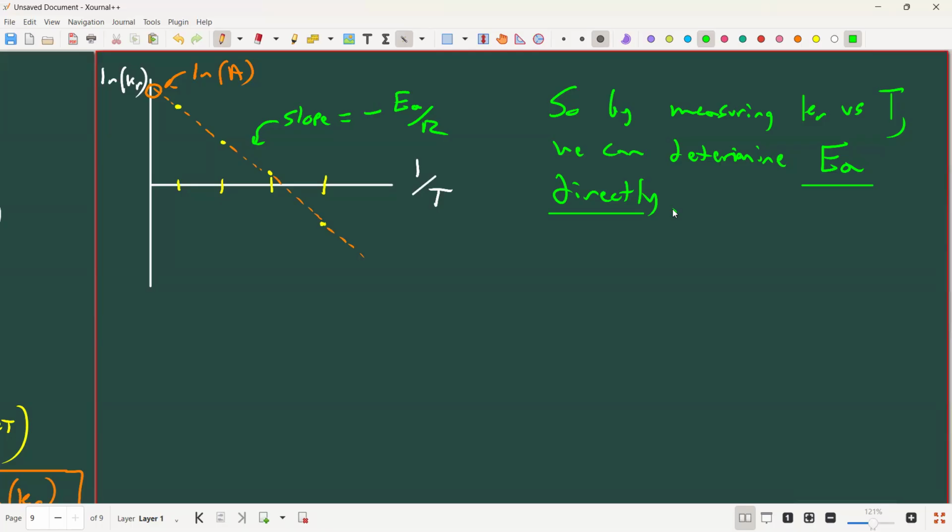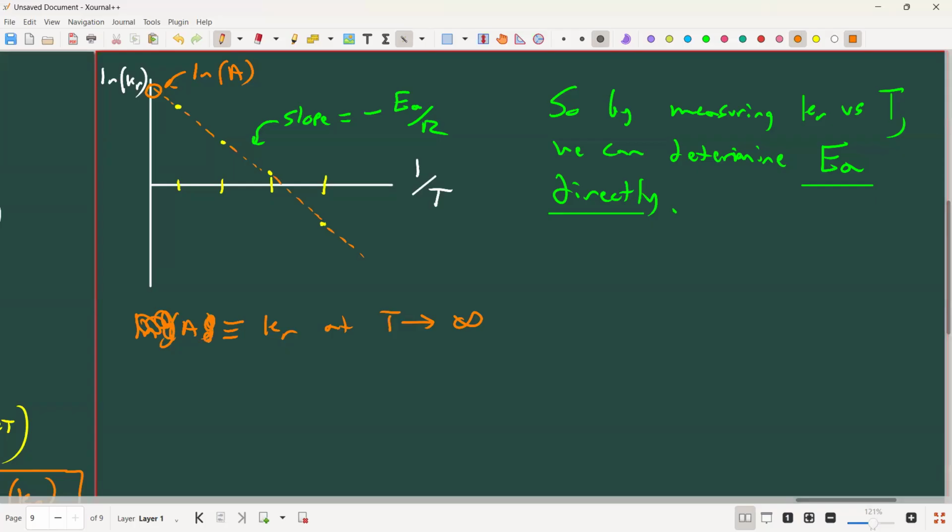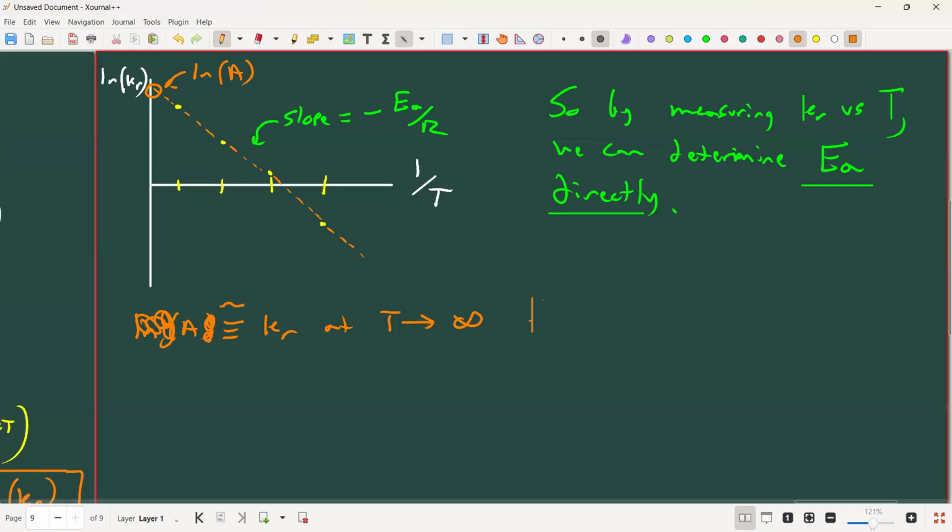So log of A, right? You can kind of think of log of A as being, this is small 1 over T. And so this is the rate at infinite temperature. All right, so log of A, you can kind of think, is the rate at T goes to infinity. So A is equal to the rate as T goes to infinity. All right, so it's the high temperature limit of the reaction. Right, and what does that mean?